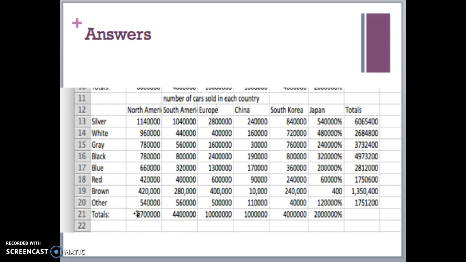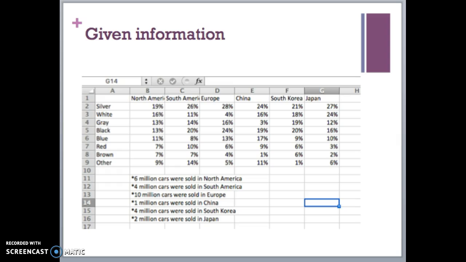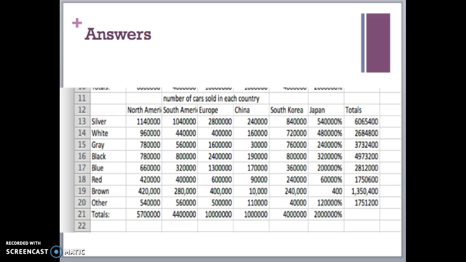One thing I did notice is that the totals that my equations came up with were different from the given information. Like as you can see in North America, what do I have? 57 million, I'm sorry, 5,700,000. But in the given information, I have 6 million cars sold in North America. So it was just interesting to see that. And that goes across the board for all of the totals per region.